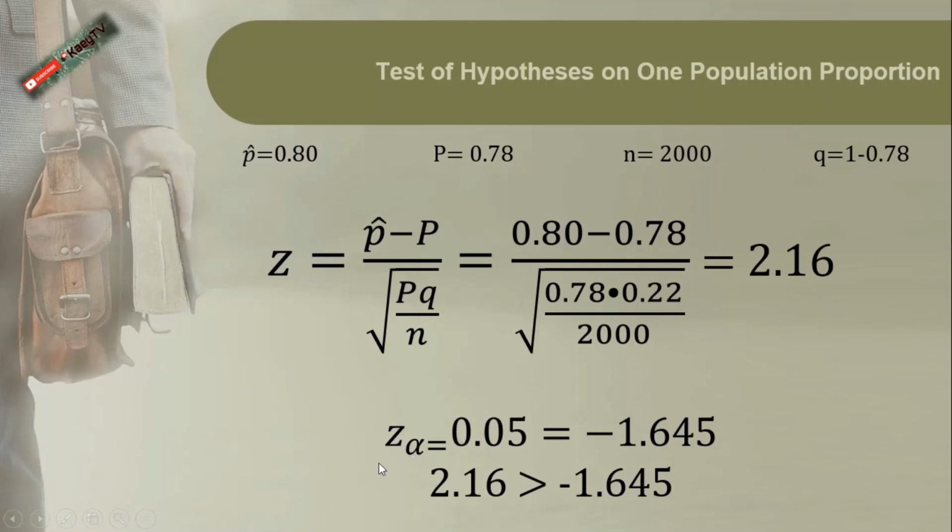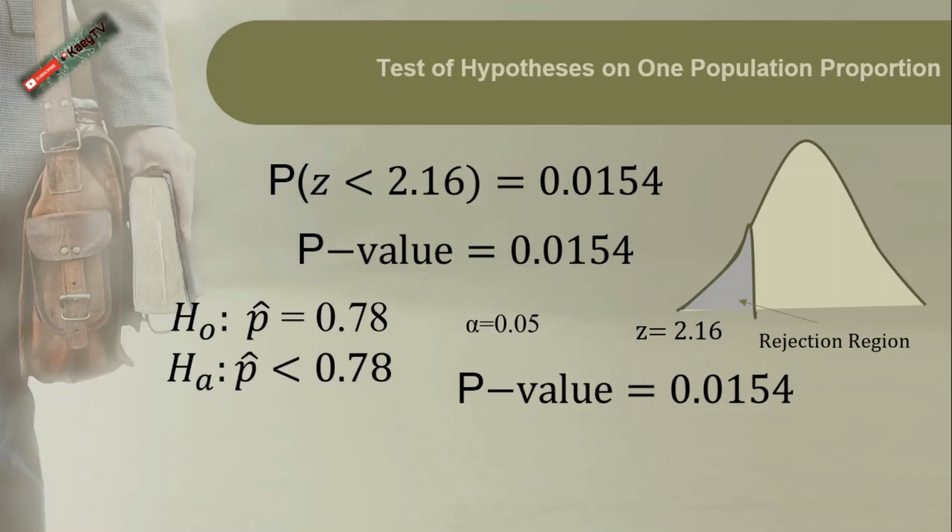So, we have our alpha at 0.05 kasi diba sabi sa ating sample problem, 0.05 significance level. So, it is equals to negative 1.645. So, our z-test is greater than our alpha. We have now 2.16. So, now, ito naman yung ating rejected region.